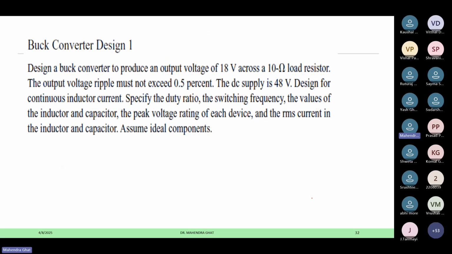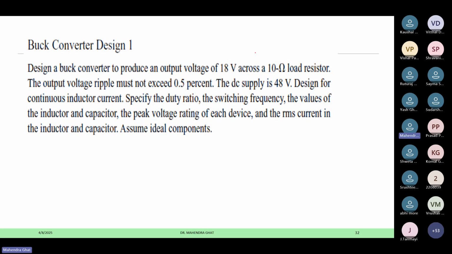For this, I have one homework. So note down, this is a design example which you have to derive and come tomorrow, which we will discuss tomorrow also. Write down, please. Design a buck converter to produce an output voltage of 18 volt across a 10 ohm load resistance.